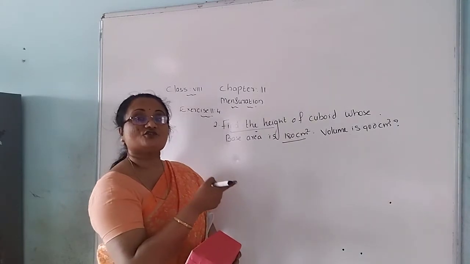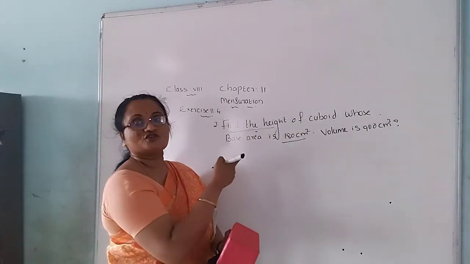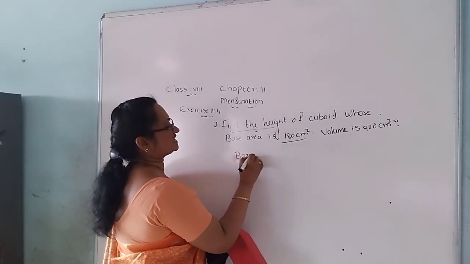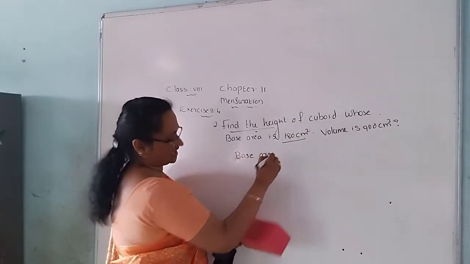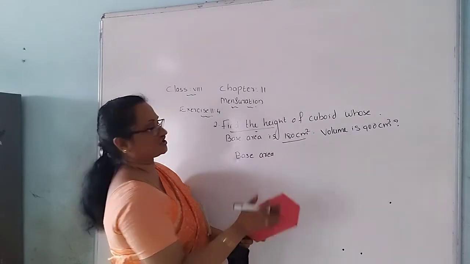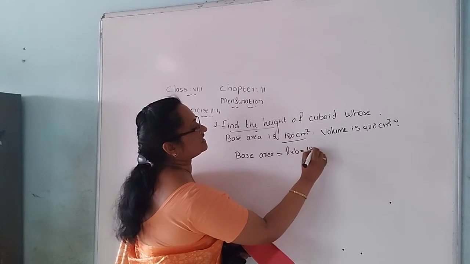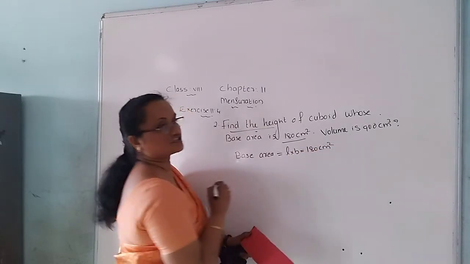Then what do we want to find out? The H value. So first of all, the base area is given. Base area means the base part is in which shape? Rectangle shape. That is L into B. L into B value is given as 180 centimeter square.